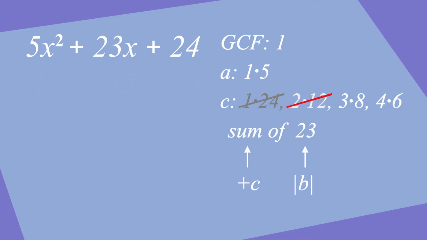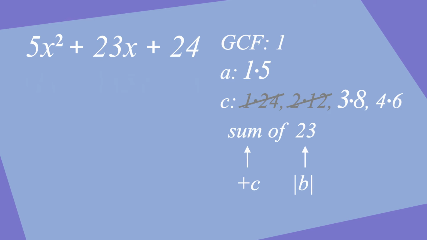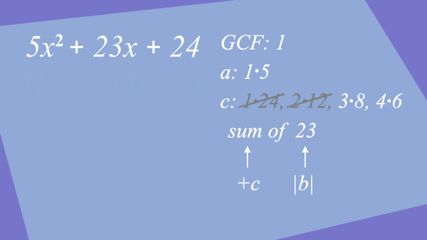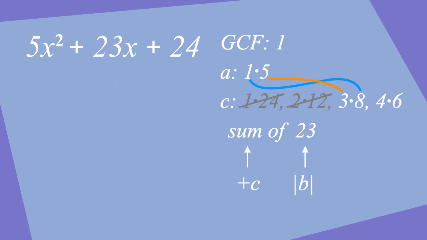Not quite there yet. 1 times 3 is 3. 5 times 8 is 40. The sum of 3 and 40 is too large. 1 times 8 is 8. 5 times 3 is 15. The sum of 8 and 15 is 23. That's the pair we need. So we're going to draw some connecting lines between the 1 and 8 and between the 5 and 3 to indicate how those numbers need to be multiplied together to get a sum of 23.